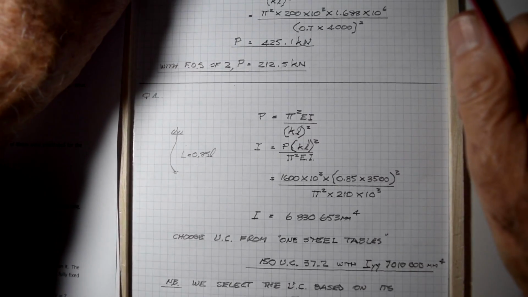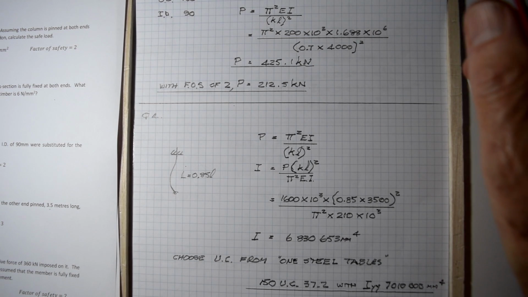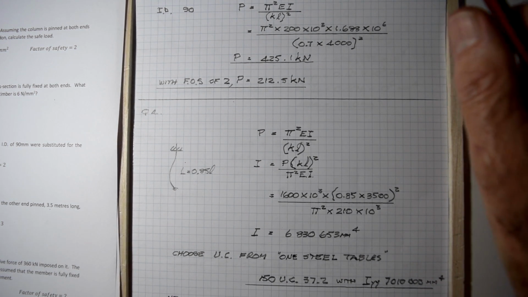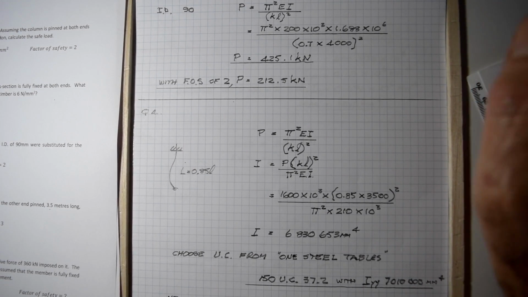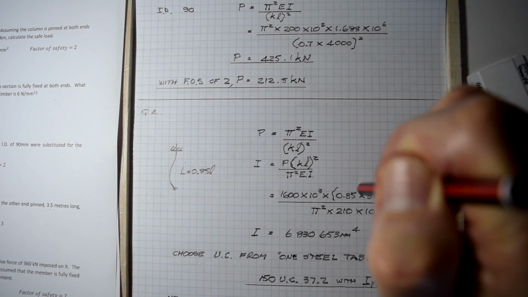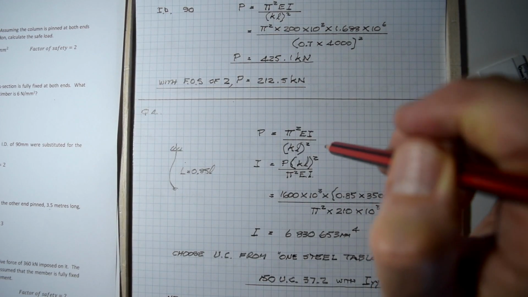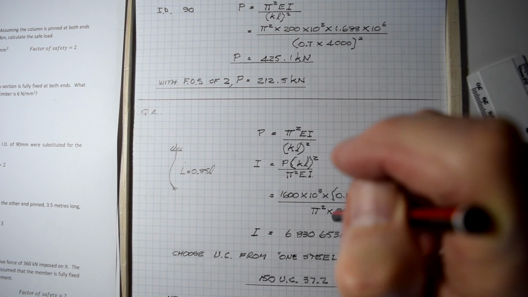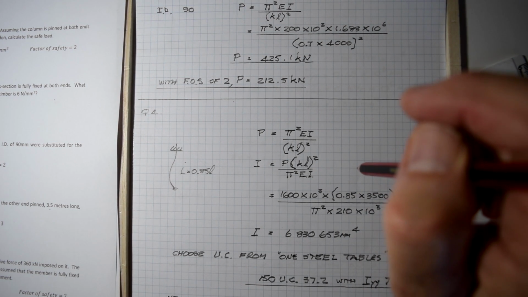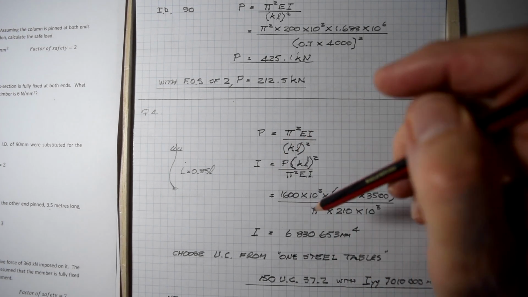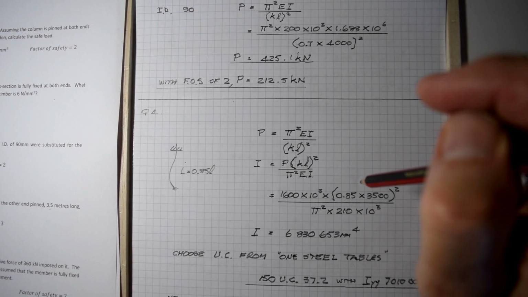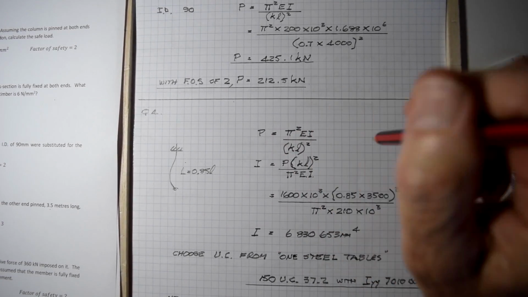Going back to question number 4, we had a factor of safety of 3. So we should have brought that into account here and selected a different universal column based on a safety factor of 3. I might come back to you next time with the actual calculation on that in tutorial number 10, where I'll just do the revision of that particular problem.